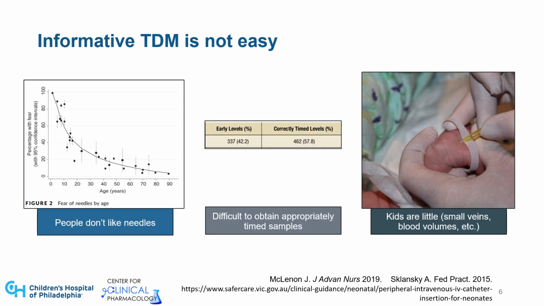Unfortunately, the performance of TDM that is truly informative on drug dosing is not easily accomplished. And this is for a variety of reasons. Many of the reasons have to do with the way that our samples are collected. First of all, people don't like needles. As shown in the figure here, a fear of needles by age, not only do most children fear needles, but a substantial portion of adults are also needle phobic. And so traditional venipuncture by phlebotomy is not a task that's easily performed.